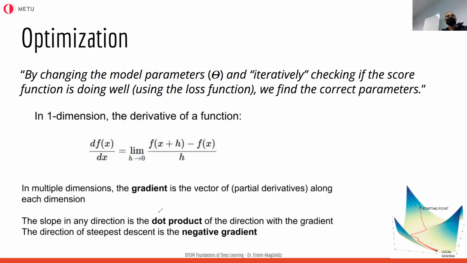So the slope in any direction is the dot product of that direction with the gradient. So how to calculate the slope? What you do is, let's say, the gradient function, dx, dy, dz. So this is the gradient function. Dot producted, which means you can just transpose times the direction with the gradient, the gradient of the steepest descent.